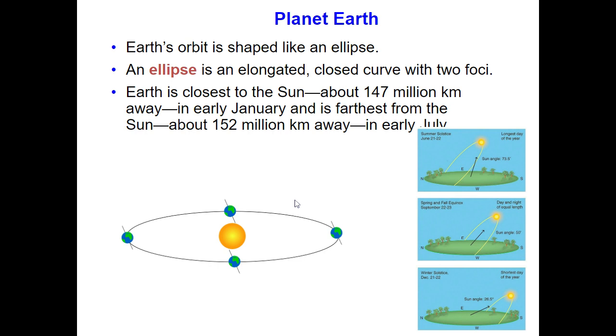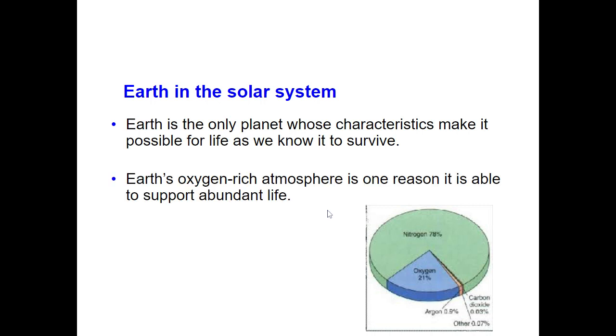Planet Earth has an orbit shaped like an ellipse. An ellipse is more of an oval than a circle, so there is no perfect distance around the sun. Earth is closest to the sun in early January and furthest from the sun in early July. That doesn't make any sense to us, does it? Summer is in July and January is winter. So why would it be colder when we're closer and warmer when we're further away? Well, that has to do with the tilt.